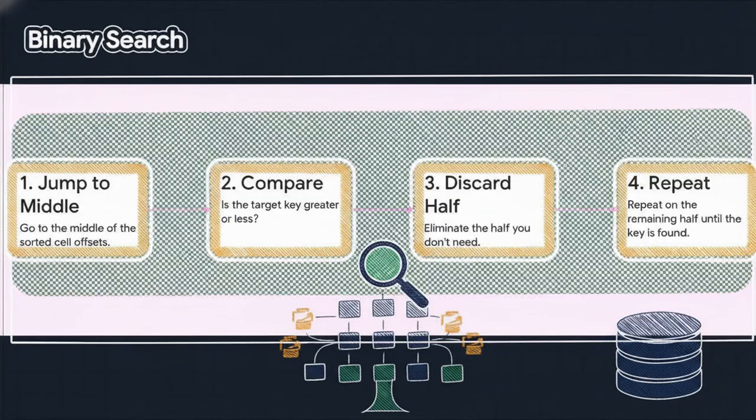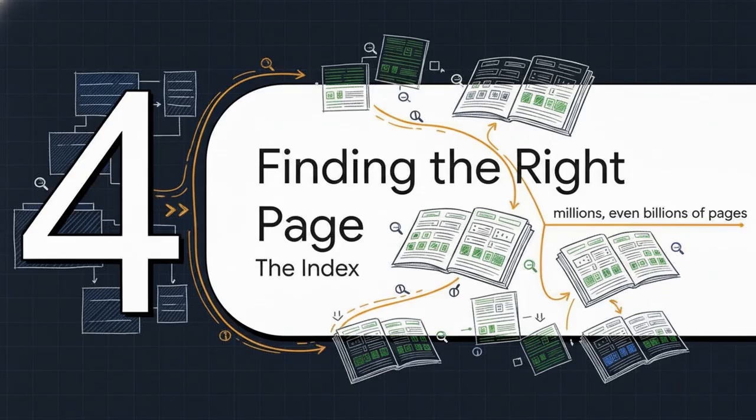Now, because those pointers are sorted, we can unleash a computer science superpower, binary search. Instead of a slow one-by-one scan, we jump straight to the middle of the pointer list. Is our target key higher or lower? Okay, great. We just throw away half the list in one go. We do it again on what's left, and again. In just a handful of jumps, we found the exact pointer to our data. It is unbelievably fast.